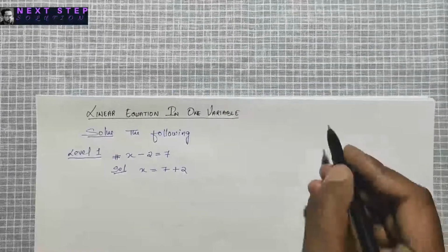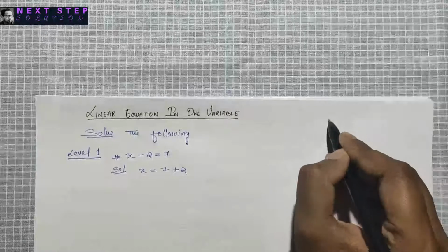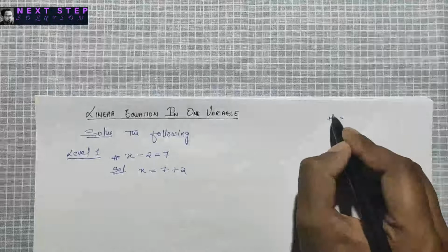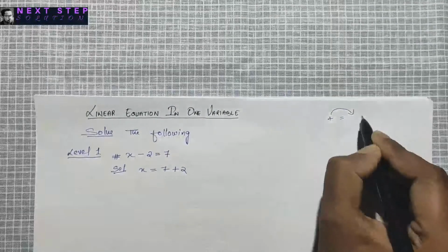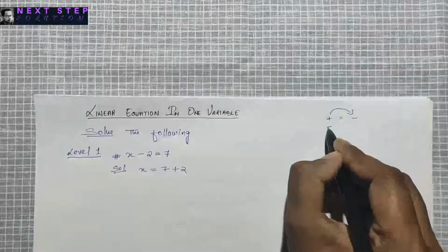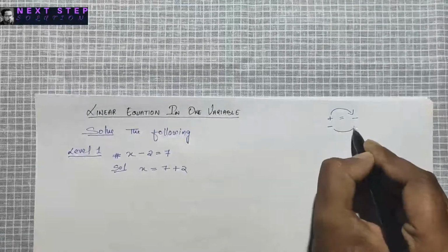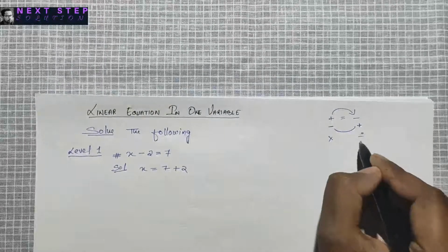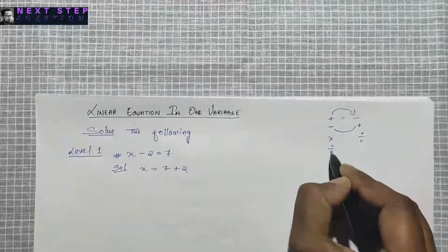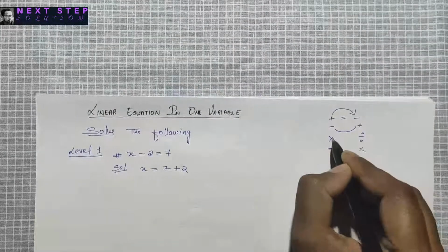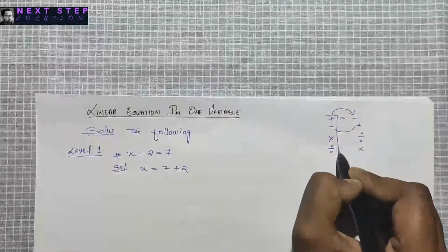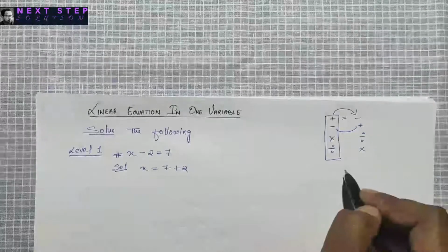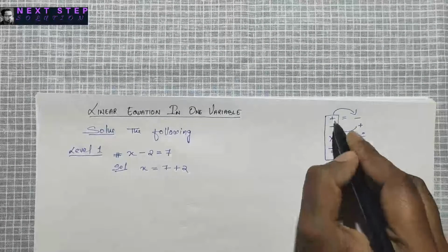Now you need to remember a few things here. Suppose you have plus and you send it to the other side of equals to, it becomes minus. Suppose you have minus and it goes to the other side, it should become plus. If you have multiply, it becomes divide, and if you have divide and you send it to the other side, it becomes multiply. Now these are the 4 basic operations which you need to remember as of now. You have square which becomes root, and root becomes square. These things are not needed for now. You need only these 4.